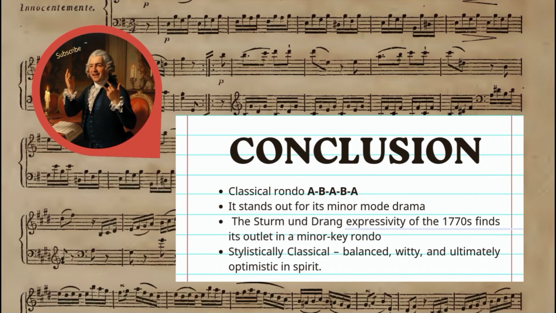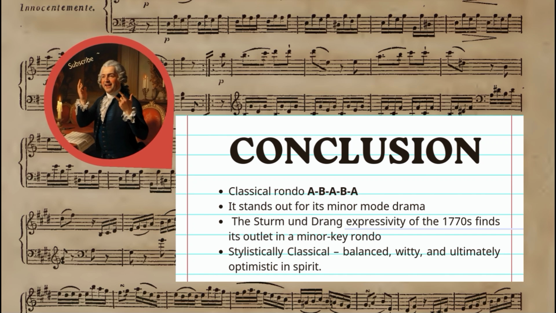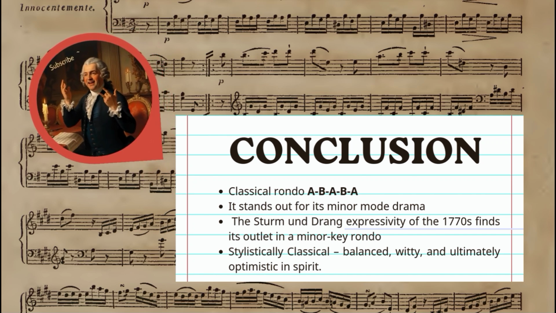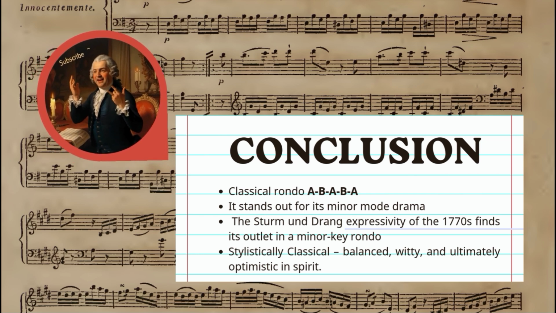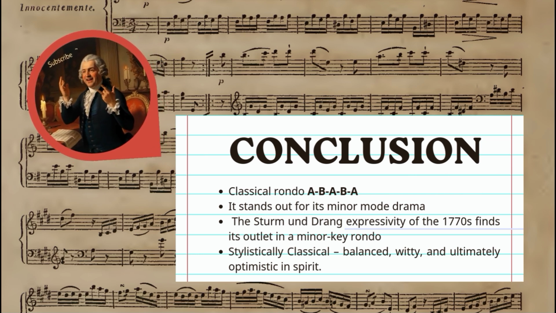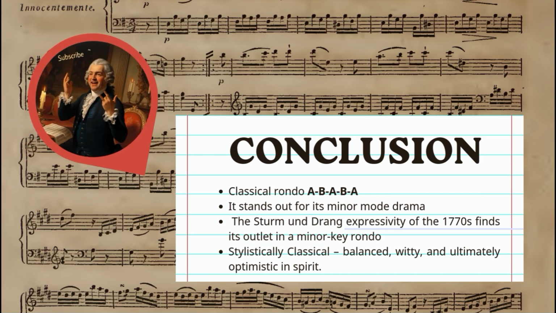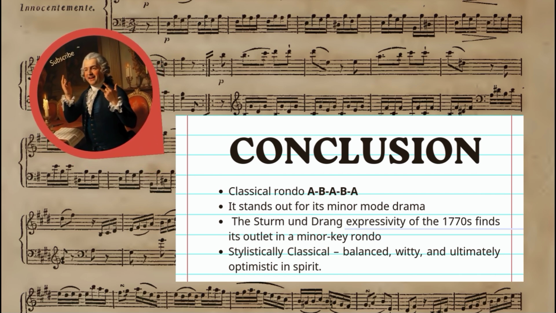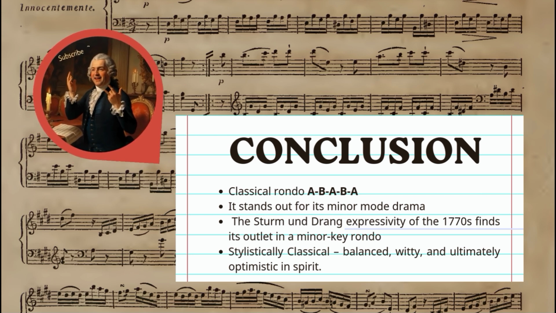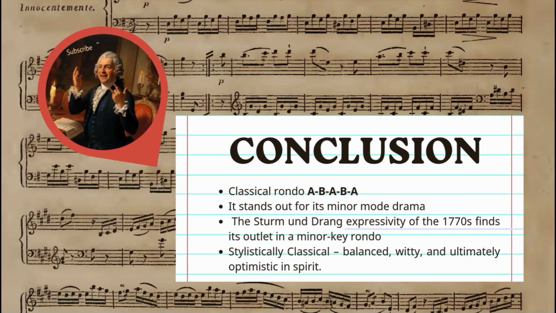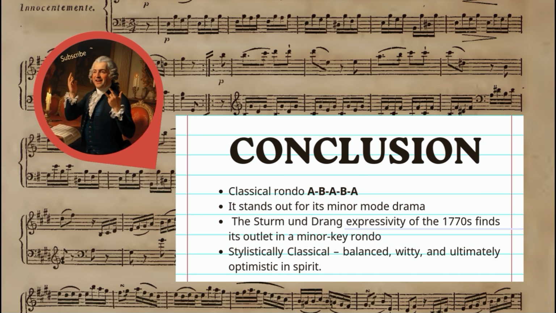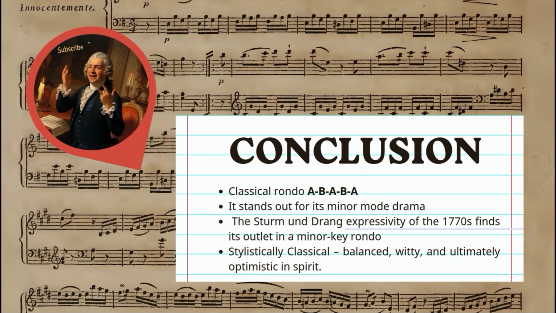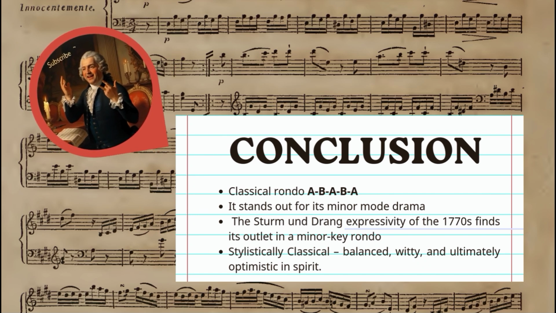In summary, Haydn's finale to the E minor sonata is an exemplary classical rondo in a minor key. It combines a clear formal design as illuminated by Kaplan's form functional analysis with inventive twists in phrase structure and key color. Historically, it stands out for its minor mode drama amid Haydn's work, yet it remains stylistically classical, balanced, witty, and ultimately optimistic in spirit.